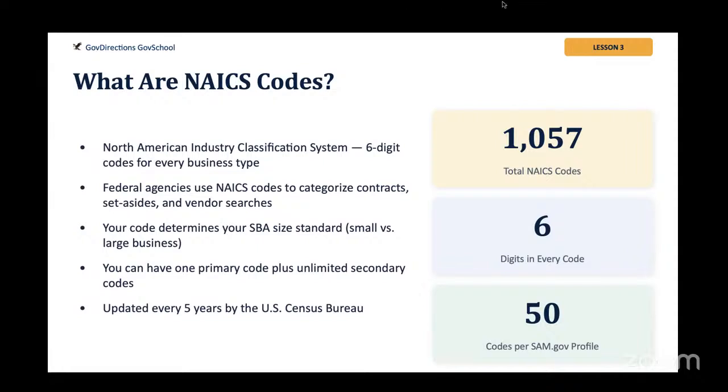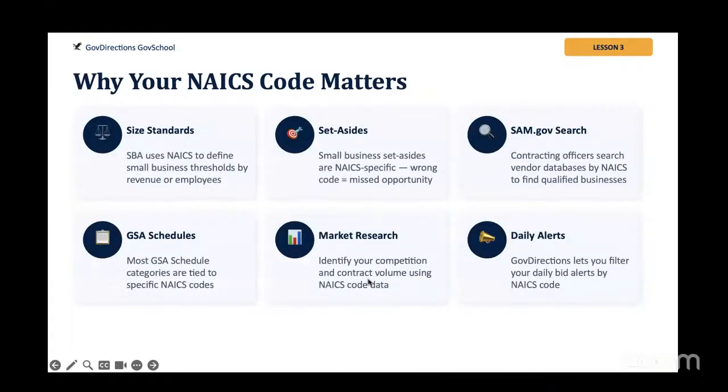So there's over 1,057 total NAICS codes. There's a lot of them. And remember, there are 6 digits in every code, and there's 50 codes per SAM.gov profile that's allowed. Okay. Now, why do your NAICS codes matter?